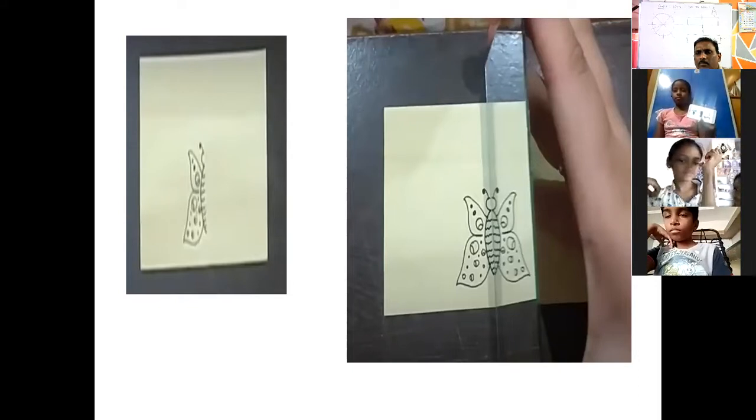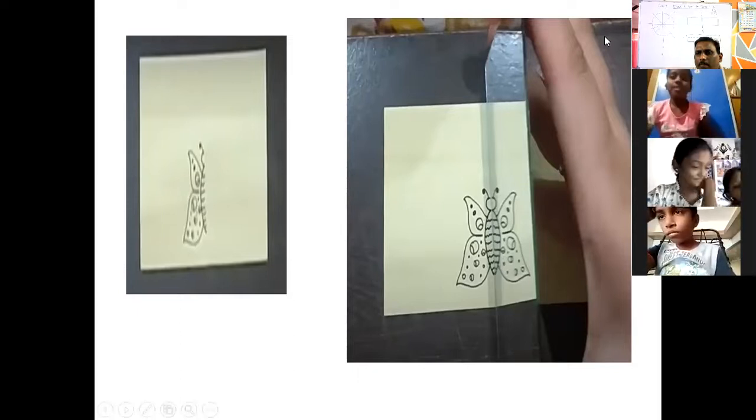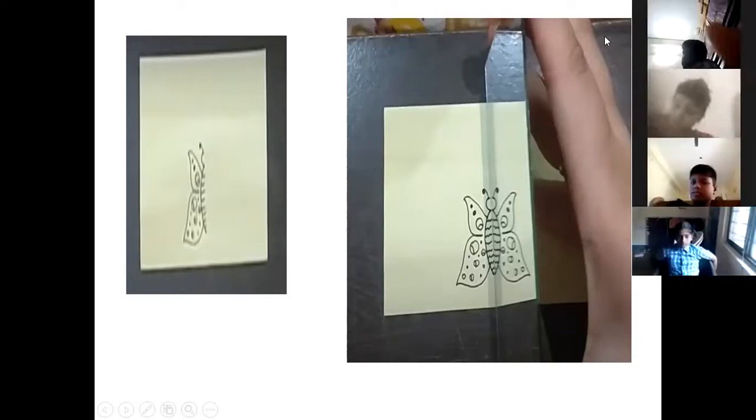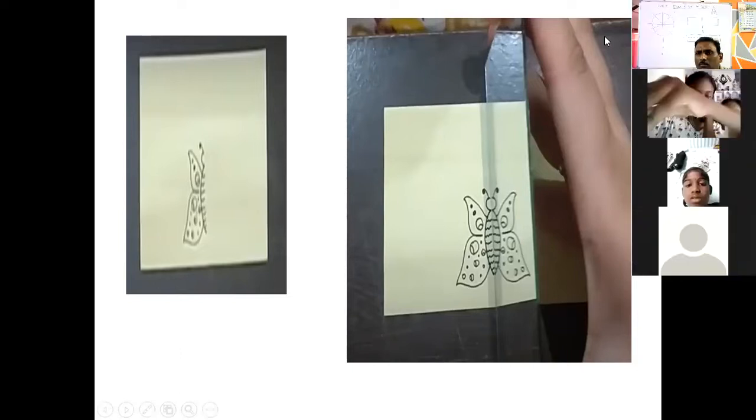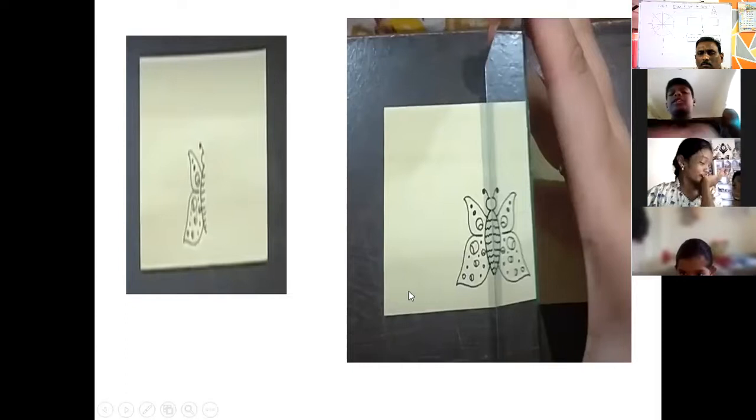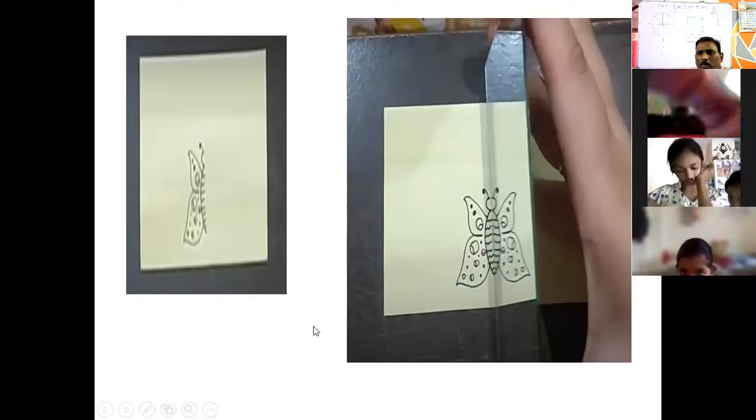Yes, sir. Harshini, what are you doing there? What are you doing with your mobile? Car is photo. What is that drawing?